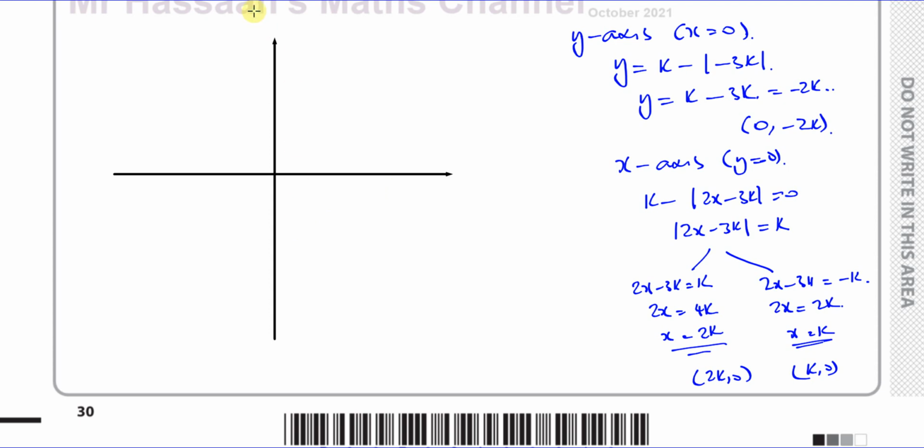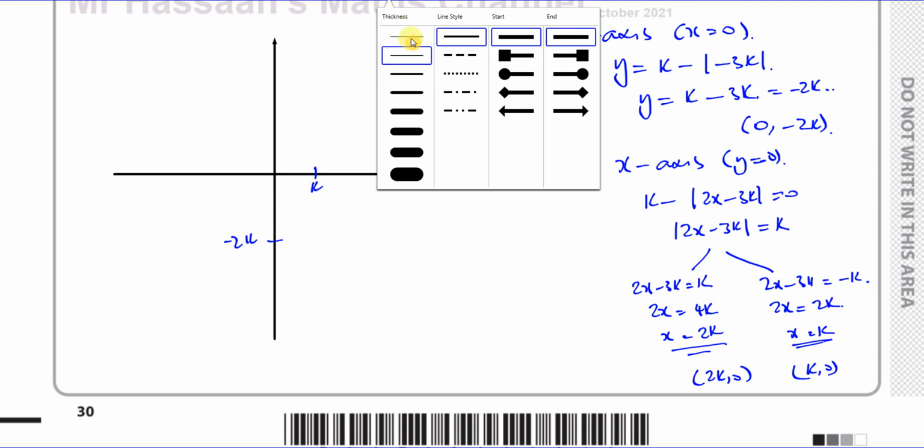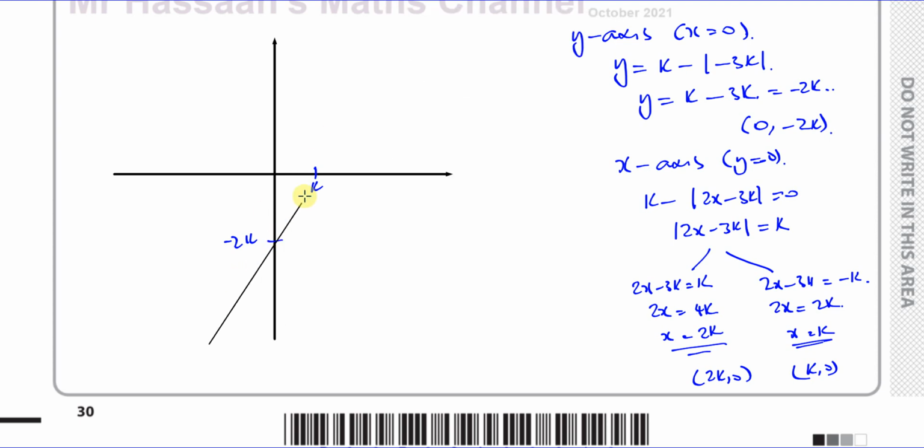Okay, it's going to cross the y-axis at minus 2k, and the x-axis at k. So I'll just draw this part first. Let me draw a different line, not so thick. Okay, so it's going to go like this, and then like this, symmetrical like that. Okay, so that will be our graph.